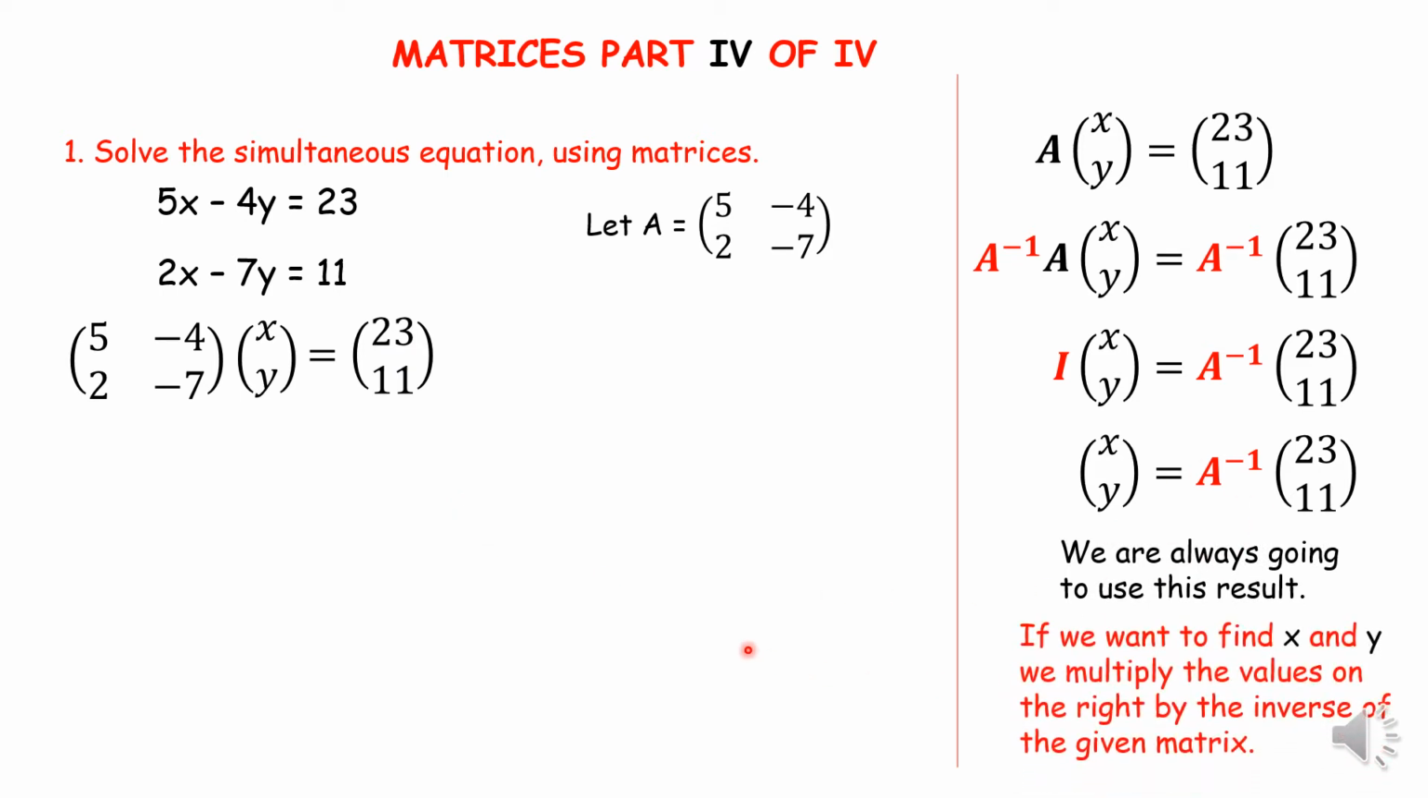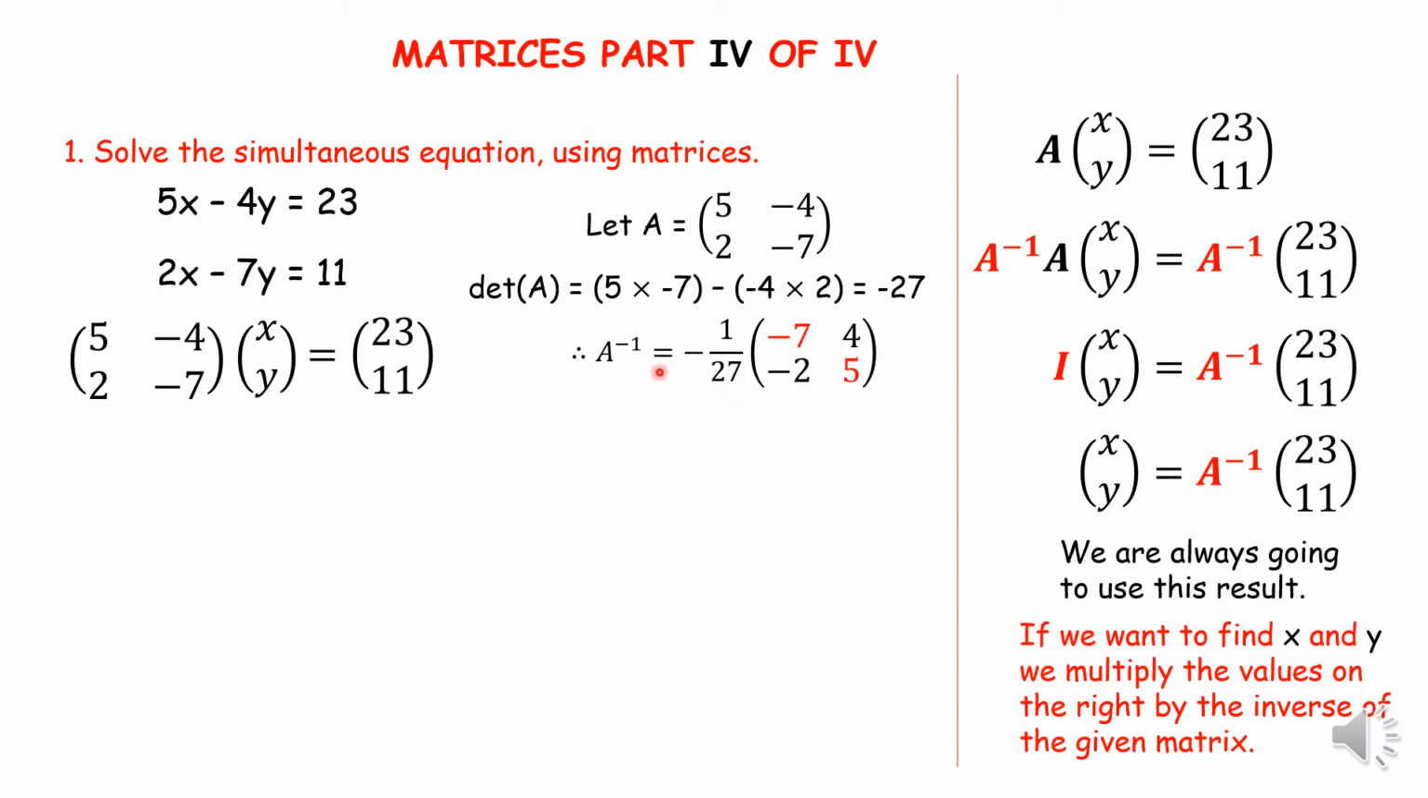We are always going to use this result. If we want to find x and y, we multiply the values on the right by the inverse of the given matrix. First of all, you find the determinant of this matrix A. That gives you negative 27. I hope you can still recall how to do the determinant of a matrix. You can also have a look at my previous videos on how to find the determinant of a 2 by 2 matrix. The inverse of a matrix is 1 over the determinant, and inside you swap the elements of the leading diagonal, and you change the signs in the trailing diagonal. And this is the inverse.